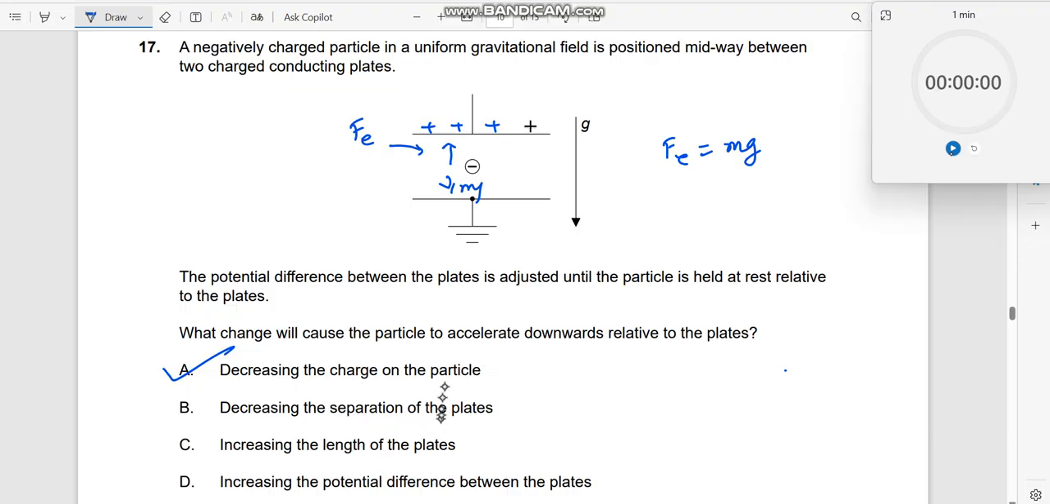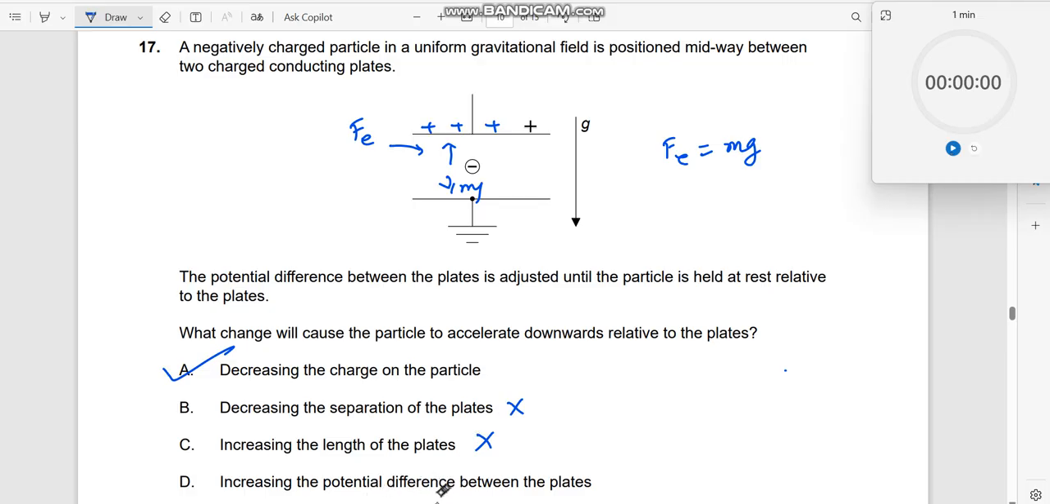Decreasing the separation of the plates, no. We are not going to change the charge. So therefore this also will not have any effect on it, because the force remains the same. Increasing the length of the plate, no. Because you are not going to change the potential difference or the EMF, so therefore this is also not the right option. Because if you change the EMF, the amount of charge present on the plate will also change. So this is not going to change.